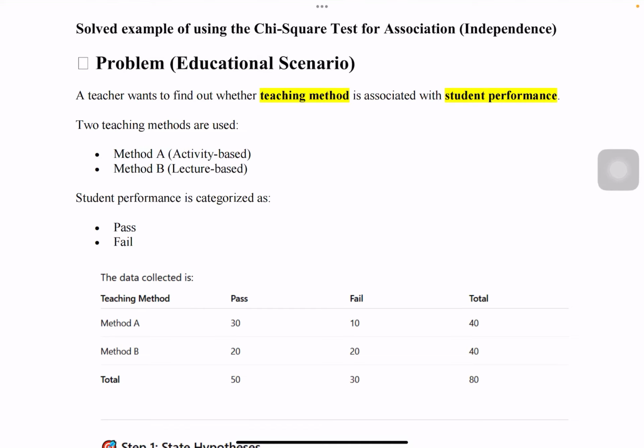Two teaching methods are used: method A, activity based, and method B, lecture based. Student performance is categorized as pass or fail. The data collected is: teaching method A pass 30, fail 10, total 40. Method B pass 20, fail 20, total 40. Total pass 50, fail 30, total 80.